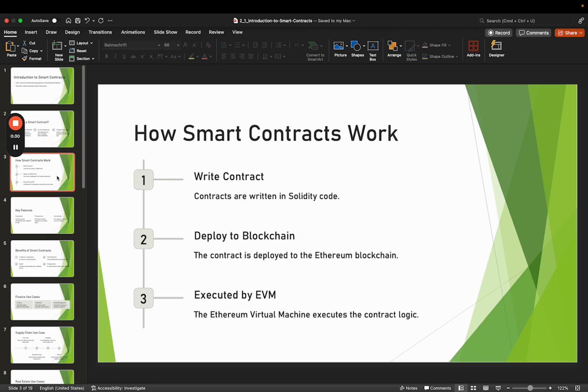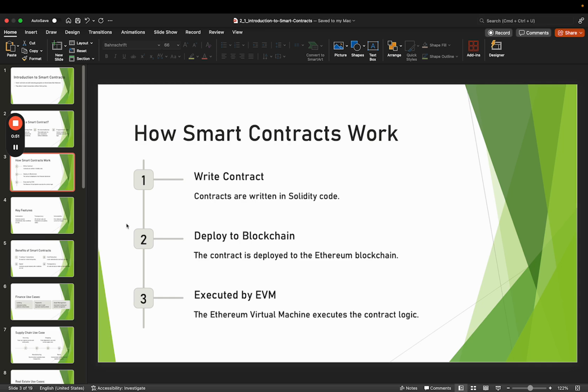Now let's understand how these smart contracts work. Smart contracts work by running code when predetermined conditions are met. Think of them as digital if-then statements. For example, if person A sends 1 Ethereum to person B, then release the digital asset to person A. This process is decentralized, with multiple nodes verifying and executing the smart contract.